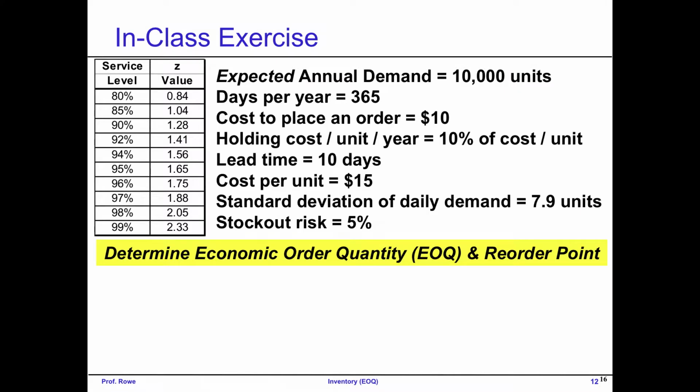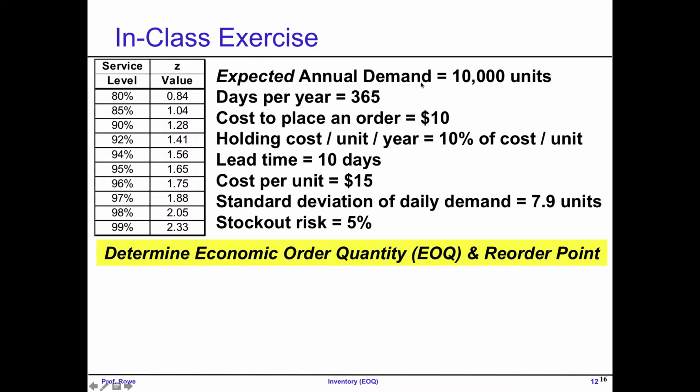The great thing is, with the service level, we can look at our standard normal distribution table, and it gives us all these values, and I just summarized them here in a nice table. But you can find the Z values on the standard normal distribution table.